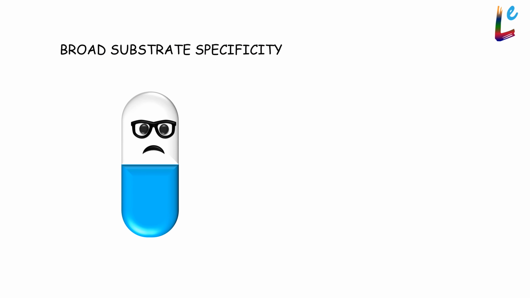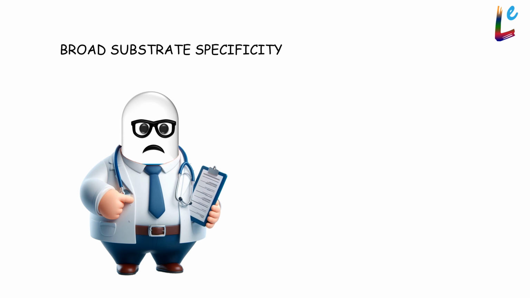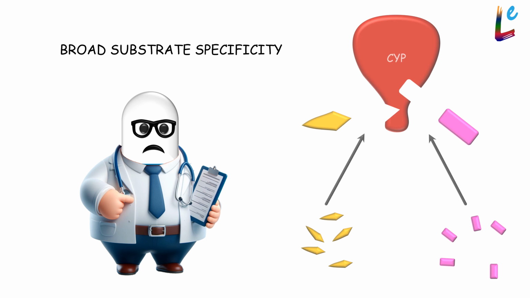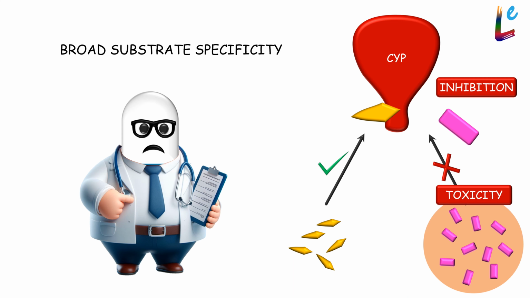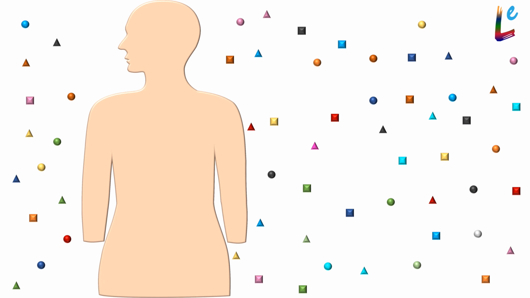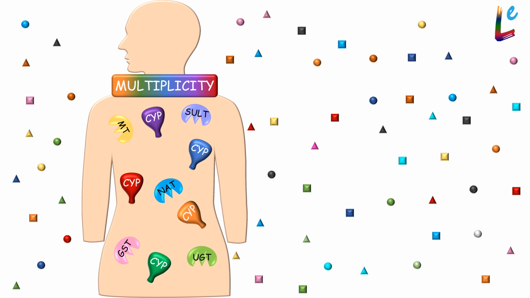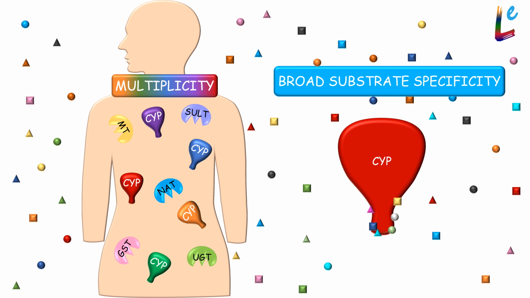But this broad substrate specificity creates a major problem in clinical practice. When two drugs interact with the same enzyme, one drug can inhibit the metabolism of the other. This may increase the plasma levels of the unmetabolized drug and lead to toxicity. Thus, with multiplicity of enzymes and broad substrate specificity, the body is capable of metabolizing the vast variety of xenobiotics that a person might encounter.